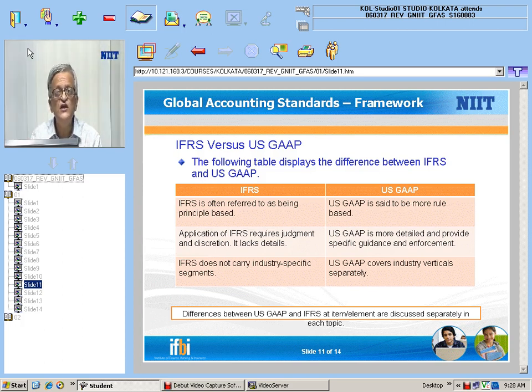First we have seen US GAAP is more rule based. Second, US GAAP is more detailed and provides specific guidance and enforcement. What is to be done in what situation, US GAAP gives you more details and more guidance, unlike IFRS. And the last point is, IFRS does not deal with industry specific segments, say for example, the IT industry or some manufacturing industry. Whereas US GAAP covers industry verticals, that means specific industry segments.